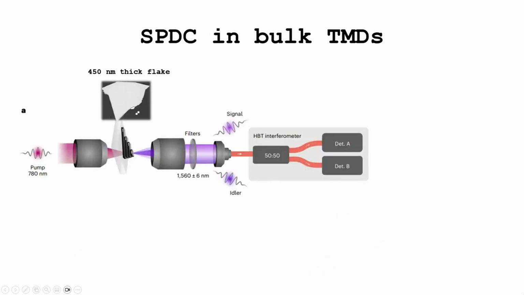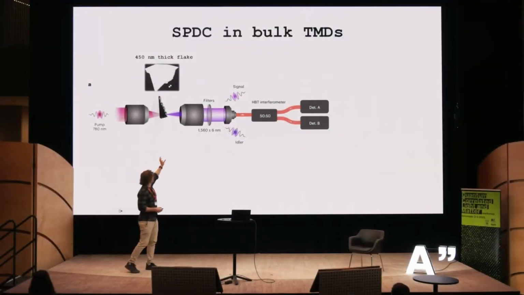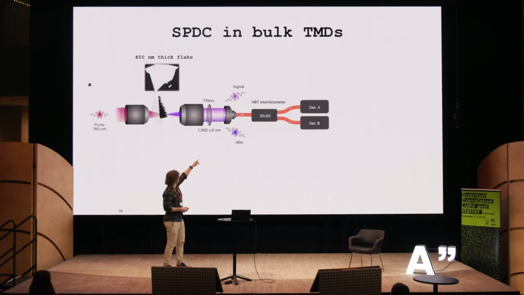So we got a flake and we just tried it. We started with different 3R flakes, but one of the first ones we had success with was a 400 nanometer flake. The experiment is relatively simple. We come in with a high energy pump photon at 780 nanometers, we pump our flake, and then we just couple the light into a fiber.